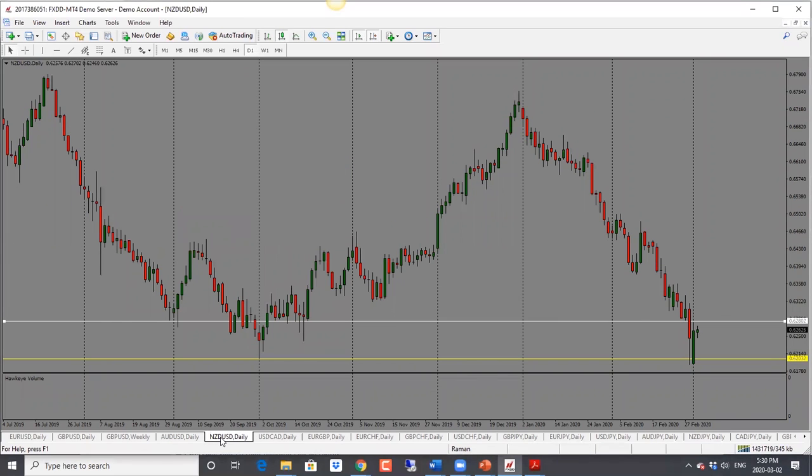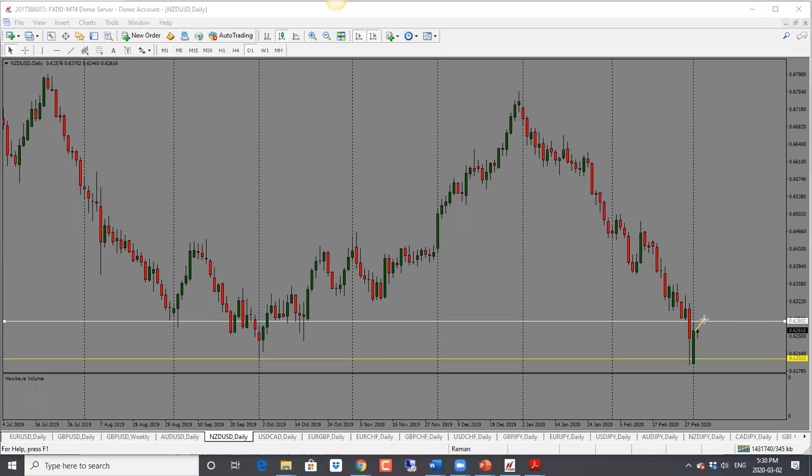New Zealand dollar, this one has gone back up as well, but I'm seeing this as more of a pullback here. Same thing as Australian dollar, price is into resistance here. So we need to see if price can hold above today's high.